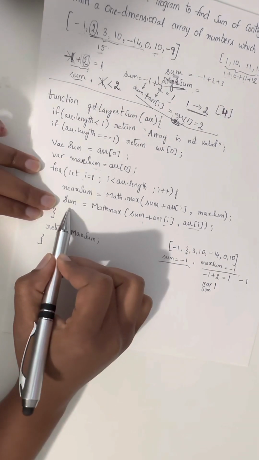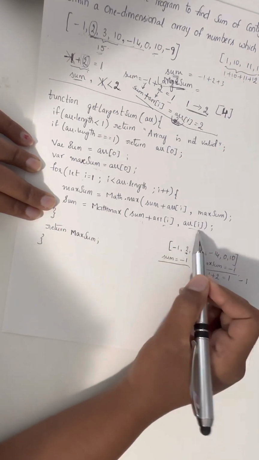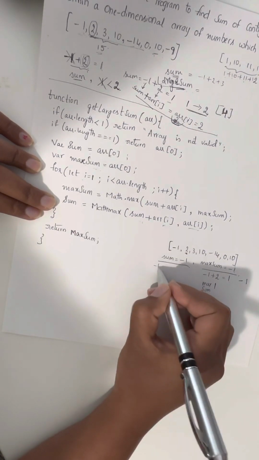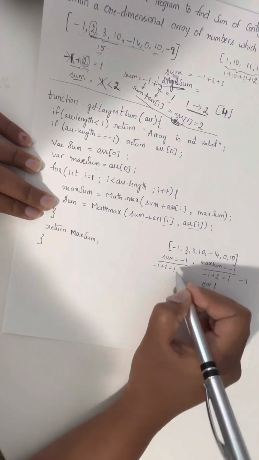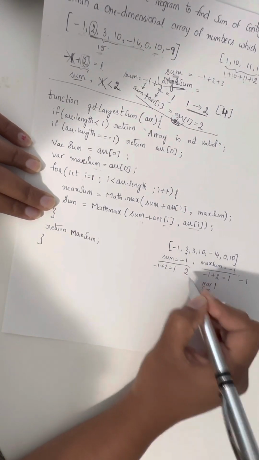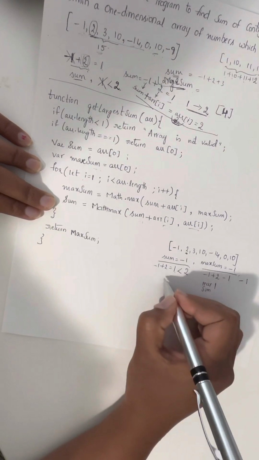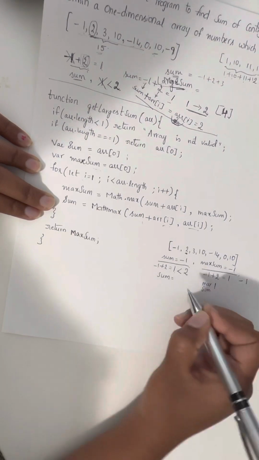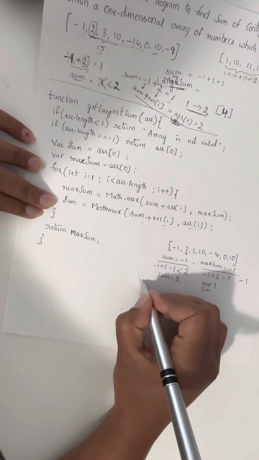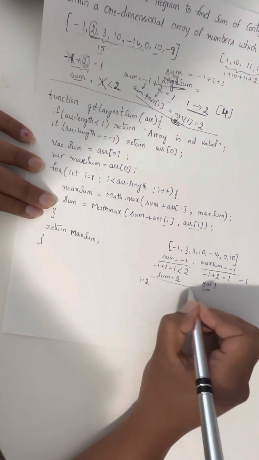So 1 is higher, the maximum sum becomes 1. Then we have sum. In the sum we are comparing sum plus array of I with the array of I. So sum plus array of I, which is -1 plus 2, becomes 1. We are comparing it with 2, which is array of I. So 2 is larger than 1. Hence in the sum we are assigning 2. Then I becomes 2 in the for loop. So this is the first step.